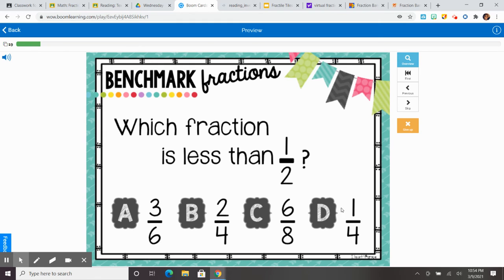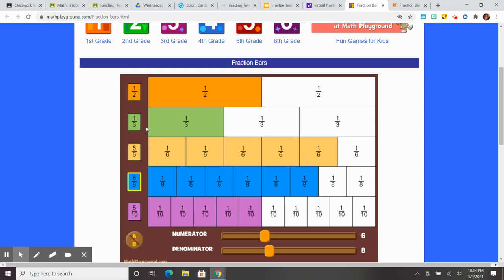So now I have D left, 1/4. Well, I know that 2/4 is equivalent to 1/2. So if 2/4 is equivalent to 1/2, 1 less than 2 is 1/4. Now let's look at it on our 4. We're going to partition the shape into 4. So I'll go up here. My denominator changes from thirds to fourths. And then I have 1/4.